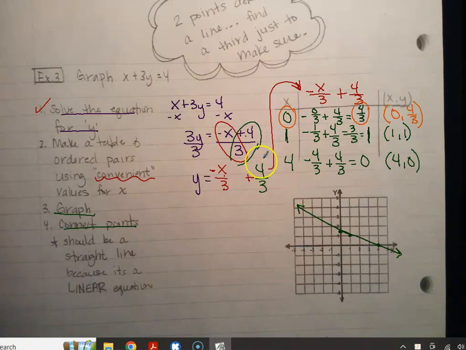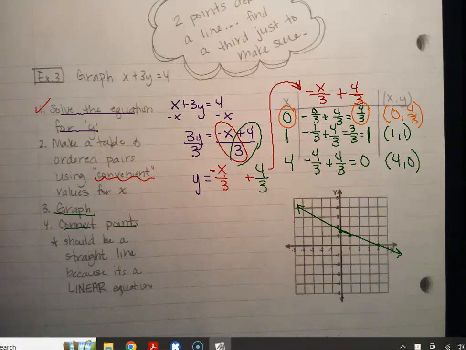All right, next step, we're going to talk about intercepts. I'm not going to move this down to show you the intercepts. We're going to talk about them. Intercepts are where the graph crosses an axis. So where the graph crosses the axis.